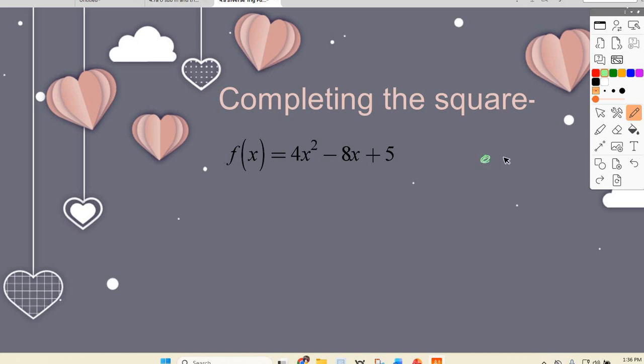So, remember that our first step is that our a value has to be 1, which is your leading coefficient. So right now, what's my a value? 4. So we're going to factor out a 4. But again, I said the constant is really not that big a deal. So we just factor out that a value from our first two terms, and then we leave the plus 5 by itself.